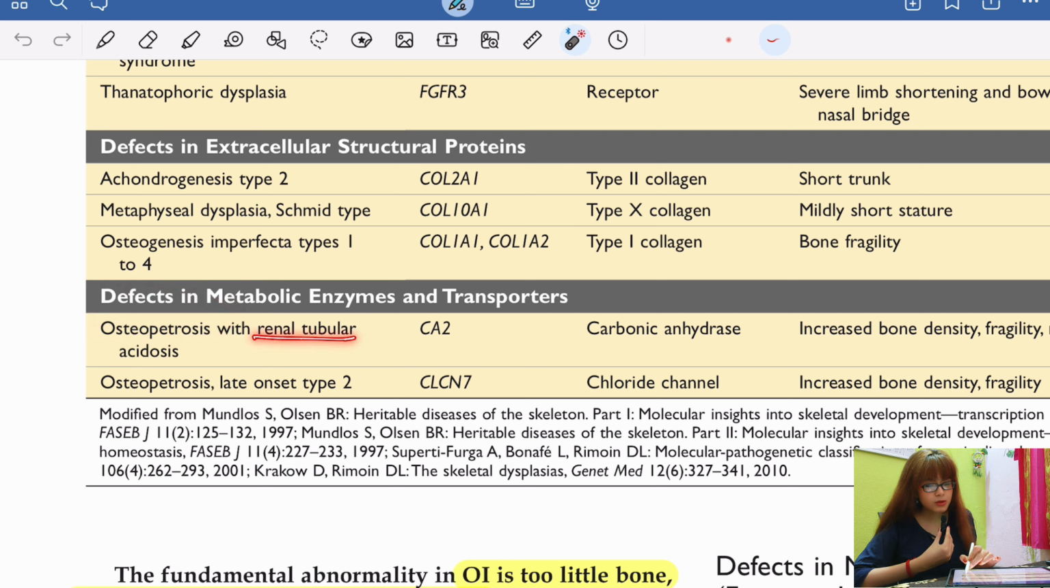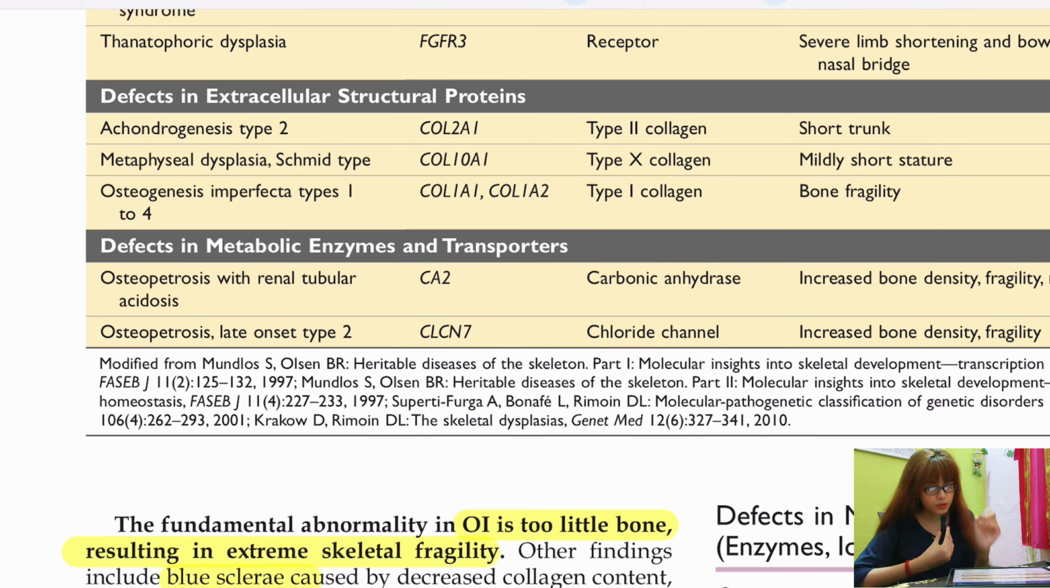Osteopetrosis with renal tubular acidosis, very important. Osteopetrosis is also associated with something called renal tubular acidosis, especially in those in which there is a mutation in the carbonic anhydrase enzyme gene, which is the CA2.